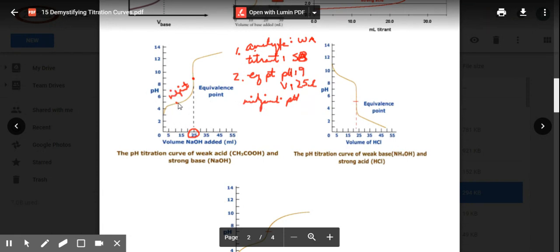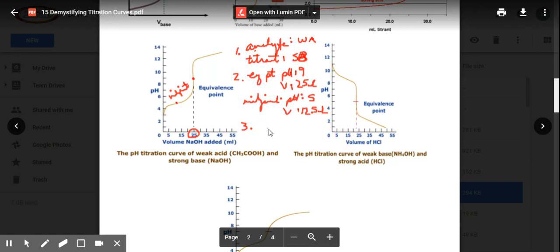So my midpoint pH is somewhere between 4 and 5. I'm just going to say that it's around 5. And my midpoint volume is going to be 12.5 milliliters. So that's how we find the equivalence point and midpoint. Step 3, we want to figure out the Ka.